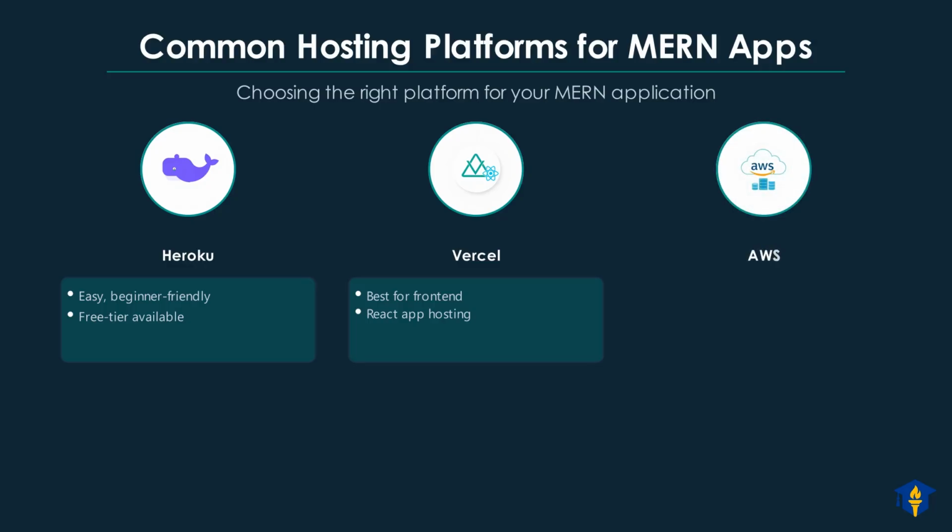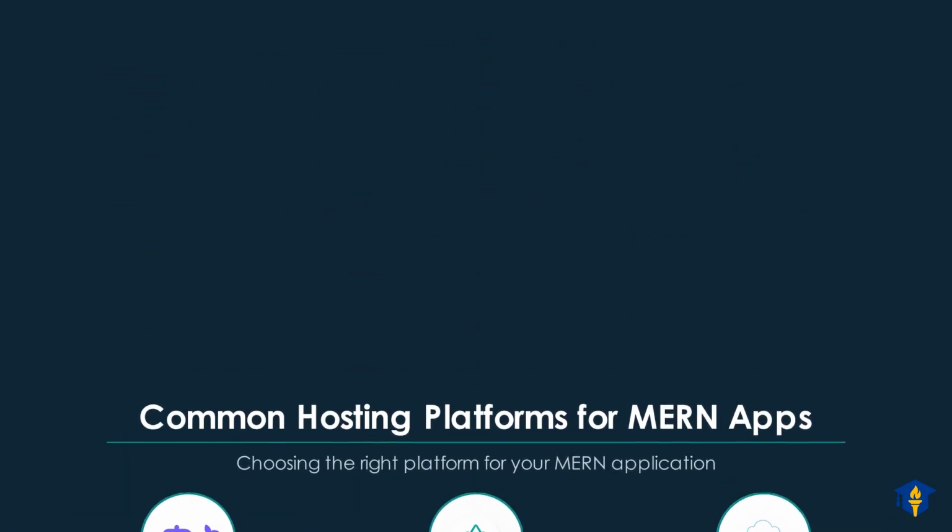Then, there is AWS, Amazon Web Services. AWS is highly scalable and ideal for enterprise-level applications requiring robust infrastructure. Key AWS services for MERN include EC2, S3, and RDS.